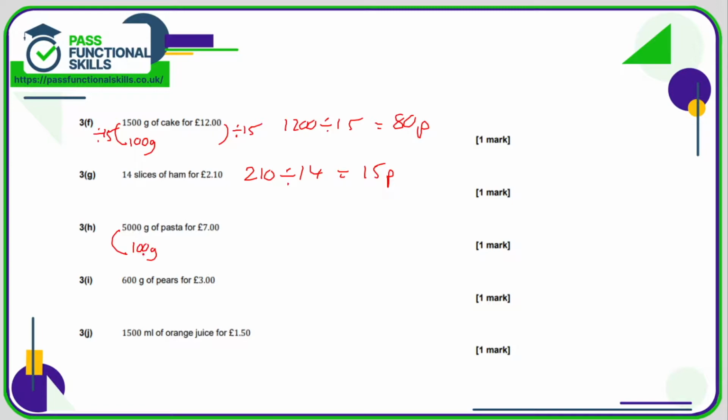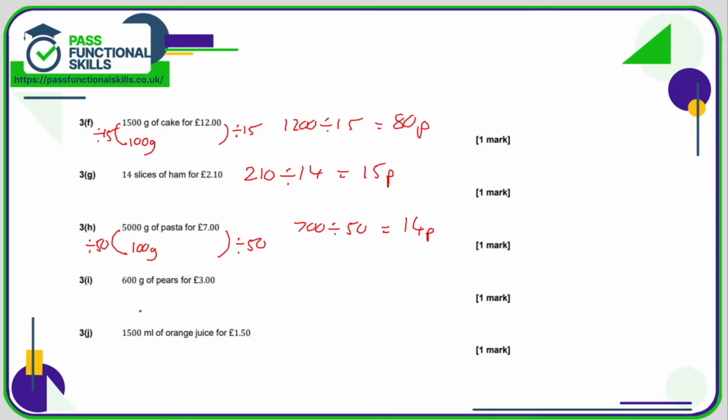How many times smaller is 100 than 5,000? Well, on your calculator, if you're not sure, just type in 5,000 divided by 100 and you'll see the answer is 50. So it's 50 times smaller, so it's going to cost 50 times less. So 700 divided by 50, and that works out at 14 pence.